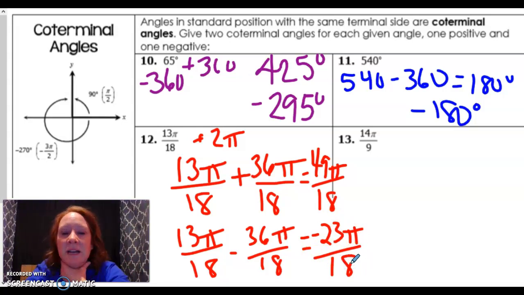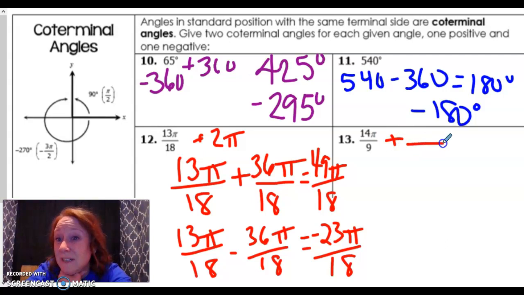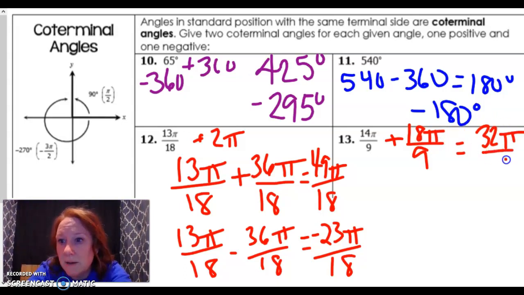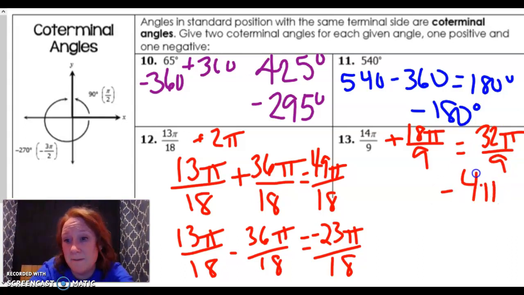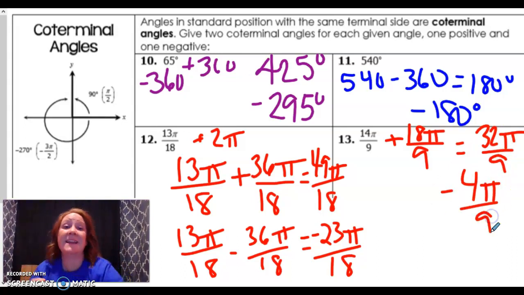How about 14 pi over 9? So I'm going to add 2 pi, but I want a common denominator. So 2 pi makes 18 pi over 9. So that gives me 32 pi over 9. And if I were to subtract it, I would get negative 4 pi over 9. See? How fun is this?